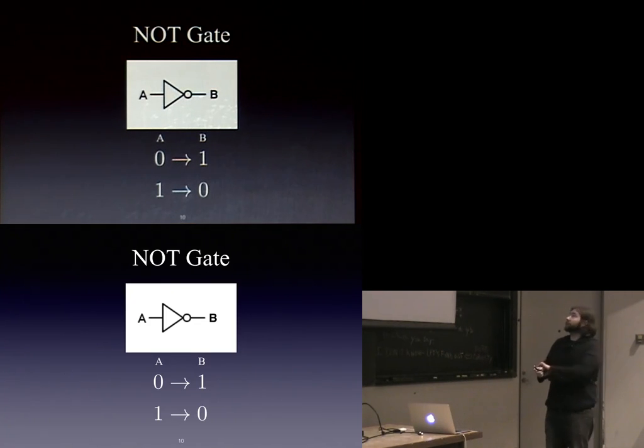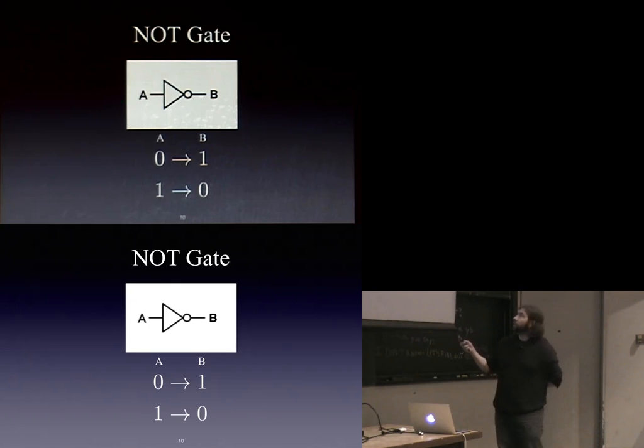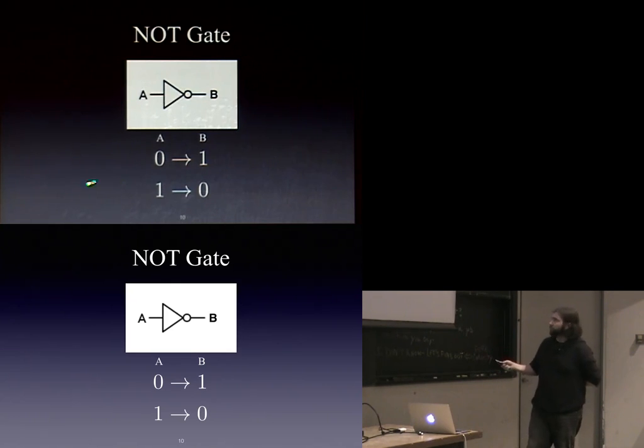So a NOT gate does the following, right? It just negates what your input is in that Boolean sense. So a 0, as it goes through this, turns into a 1, and a 1 turns into a 0. It's called a NOT because if I think of this in that true-false language, it takes false to true and true to false.